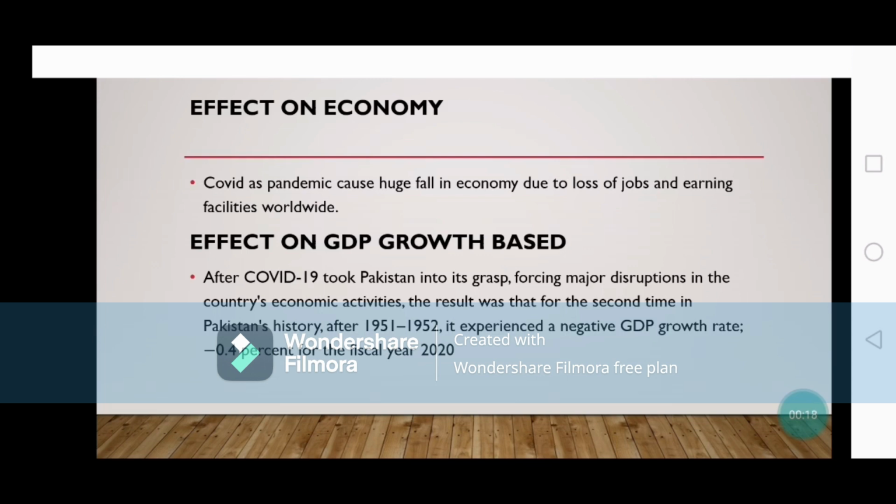After COVID-19 took Pakistan into its grasp, if we talk particularly about Pakistan, it forced major disruptions in the country's economic activities. The result was that for the second time in Pakistan's history, the first time being 1951 to 52, it was a period of time when Pakistan was facing a fall in growth rate. It experienced a negative GDP growth rate, 0.4%, for the fiscal year 2020.